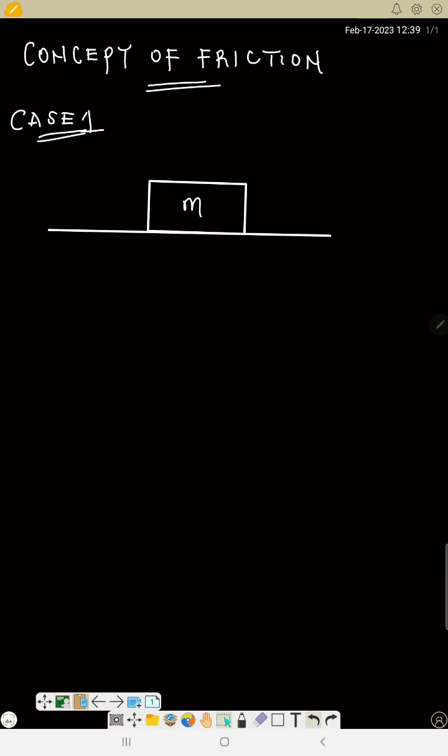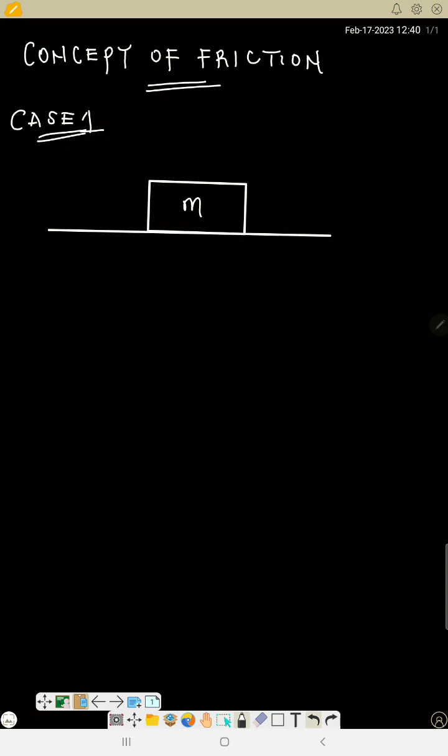So now many things can happen to this block on this surface. Either this block is at rest or this block will move. Now if this block is at rest, that means the upward force is equal to the downward force and the right force is equal to the left force. But for every object, friction usually opposes the motion of any object. Without friction, objects will continue to move till eternity.